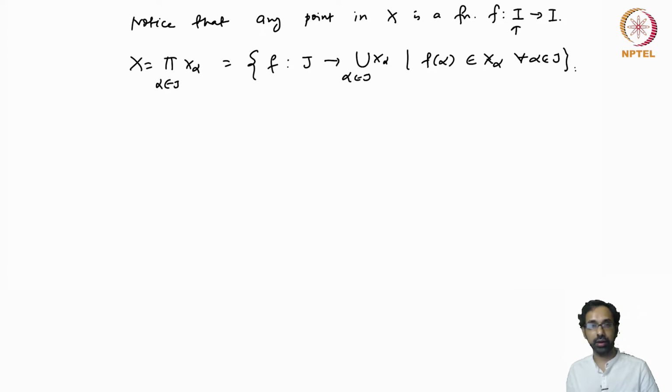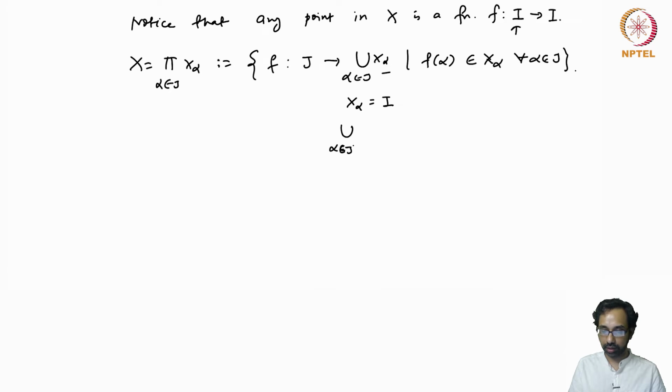This is how we defined it, in fact. And so this is the definition of the arbitrary Cartesian product. If each of these x alphas is the same, x alpha is the same as the unit interval, then the arbitrary union is simply the unit interval itself. And similarly J is the unit interval, and therefore the arbitrary Cartesian product of x alphas, where each x alpha is the unit interval and J, the index set itself, is a unit interval, is the set of all functions from I to I.